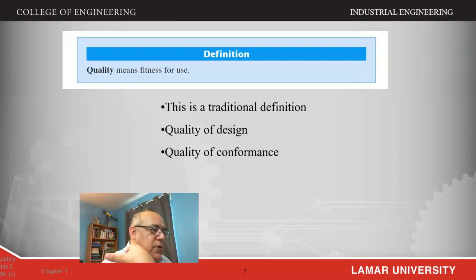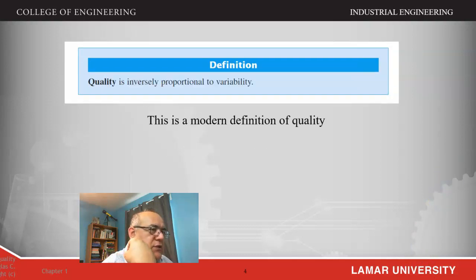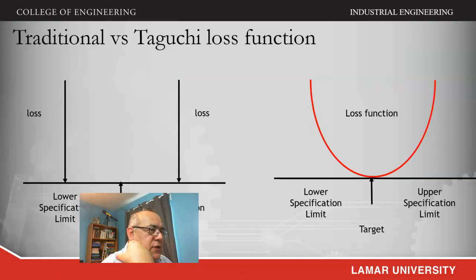So a different approach to this is what we're going to be using, which is quality is inversely proportional to variability. And that's what the book is about. That's what the most successful methodologies for quality have been working on for the last several years. And to have a better understanding, let's consider the traditional versus what is known as the Taguchi loss function. Taguchi is one of the pioneers in quality in Japan.